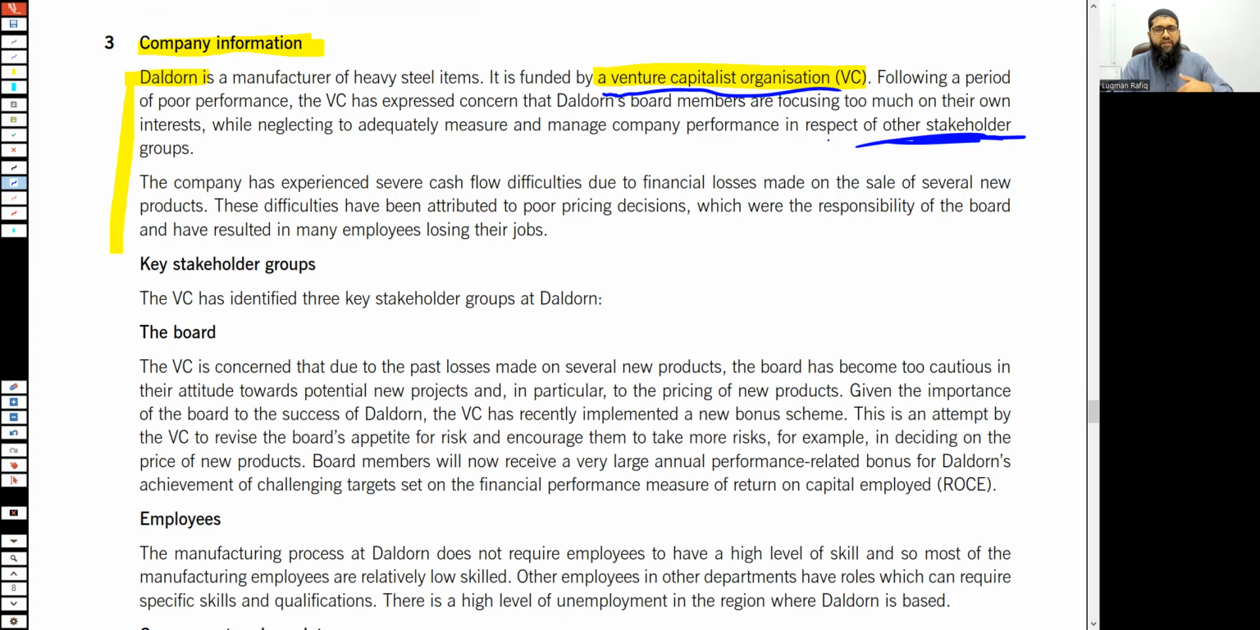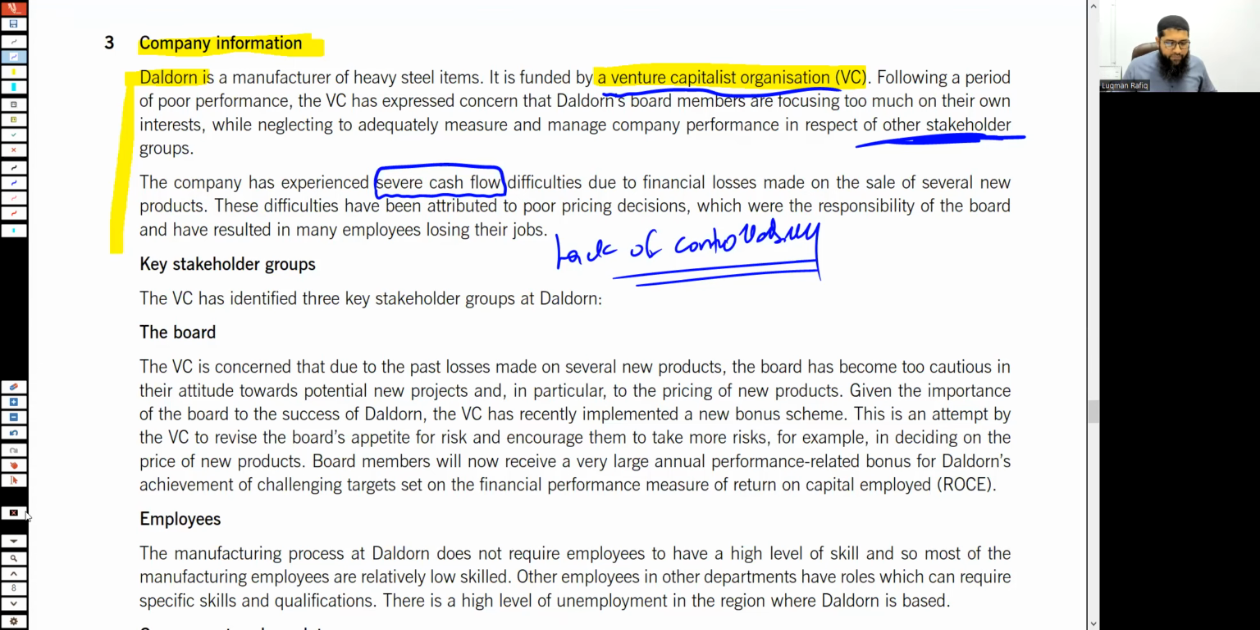The company has experienced severe cash flow difficulties due to financial losses made on the sale of several new products. These difficulties have been attributed to poor pricing decisions, which were the responsibility of the board and have resulted in many employees losing their jobs. Now here, somebody else is taking the decision and someone else is paying the price. So there is a lack of controllability, and that is evident from this situation.